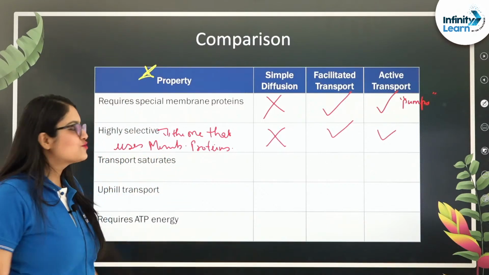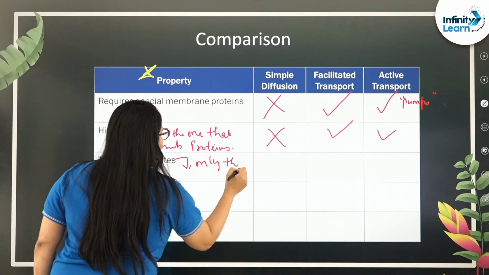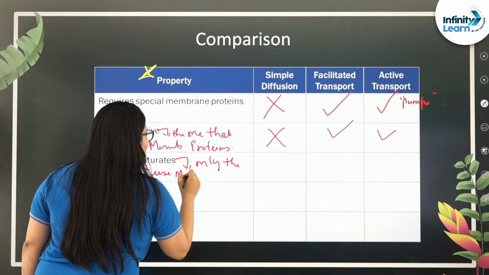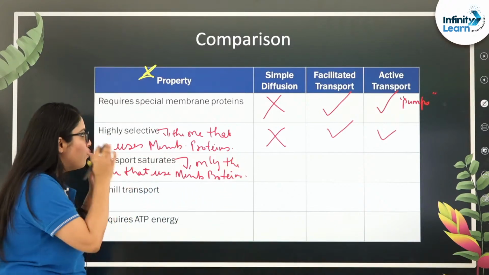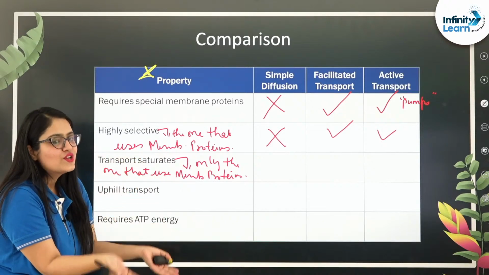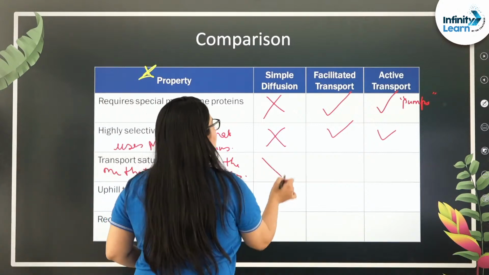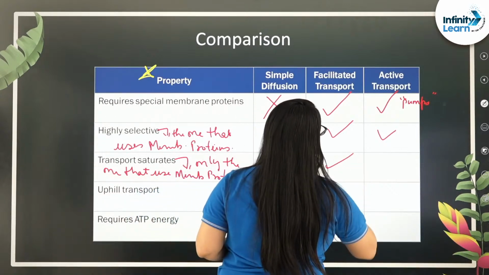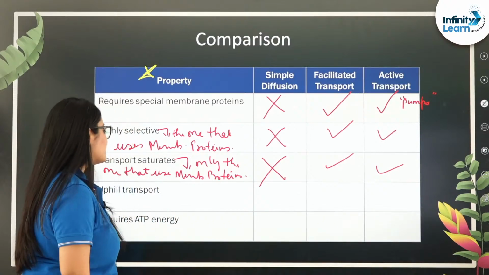Transport saturate, again students, who can saturate? Only the one that uses membrane proteins. So my kids, very simple logic. Which of the following transport can show saturation? Only the one that is going to use or involve membrane proteins, right? Simple diffusion does not use membrane proteins, hence it cannot show saturation. Saturation can be seen in facilitated transport and active transport because they involve membrane proteins for transporting substances across plasma membrane.